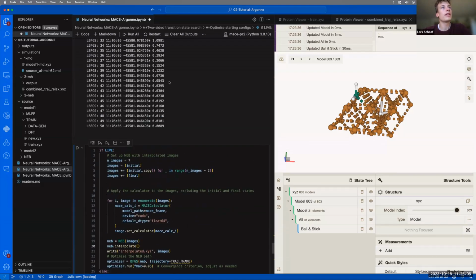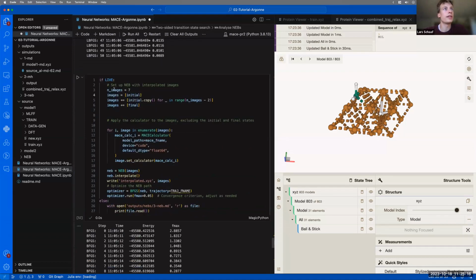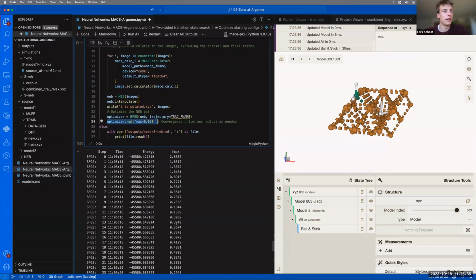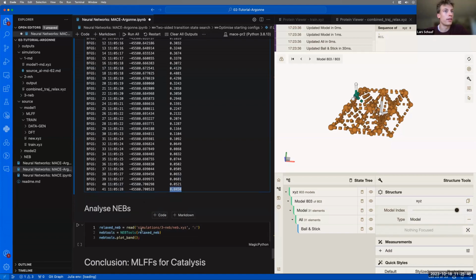With these two minima, we can now connect them with a path. We say we want 7 images in between along this path. We replicate them and linearly interpolate them, just as a simple way to approximate what the path could look like. So we save them, and then geometry optimize this NEB path until the maximum force is below 0.05. Once that's done, we've got a relatively accurate barrier.